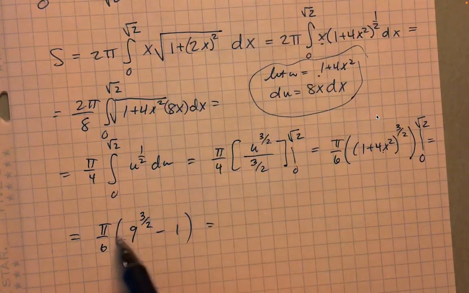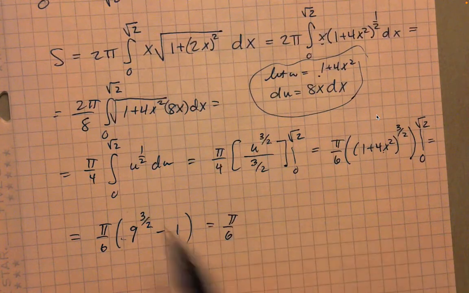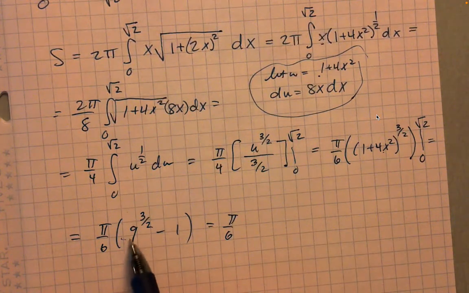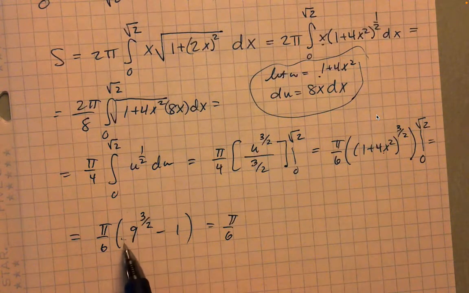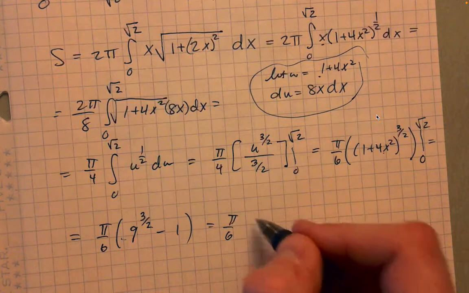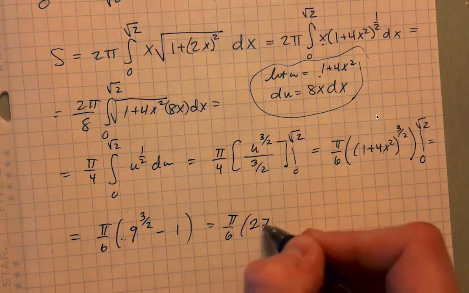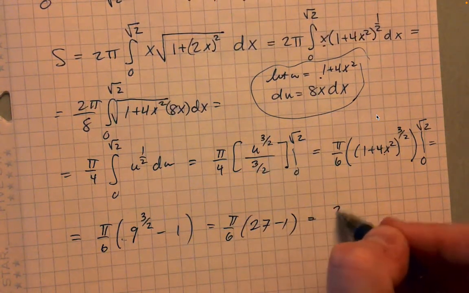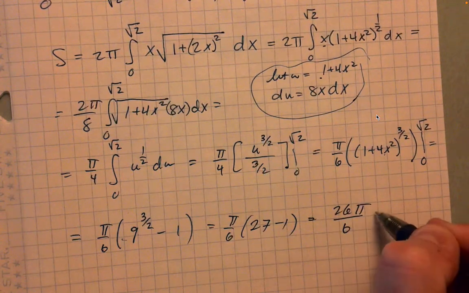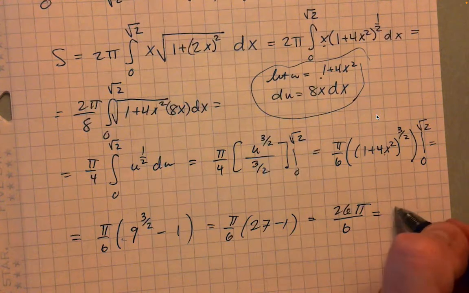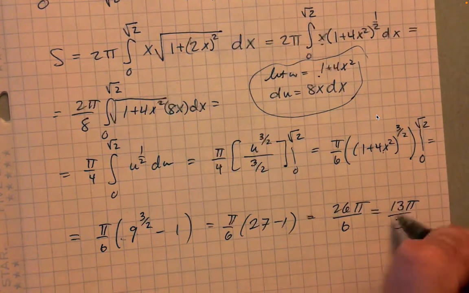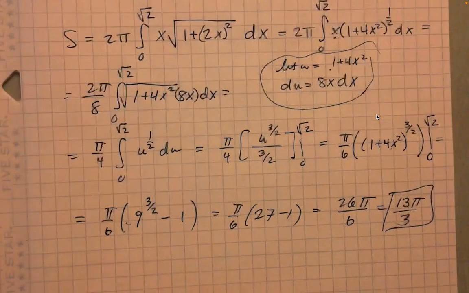And this one actually we can probably figure out precisely because 9 is a square. So the square root of 9 is 3. So that's 9 to the 1/2 power is 3. And then 3 cubed is 3 times 3 is 9 times 3 is 27. So this would be 27 minus 1. So 26 pi over 6, which is 13 pi over 3. Perfect. Okay, there we go.